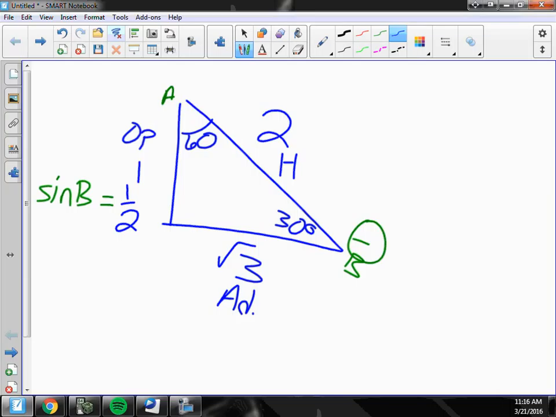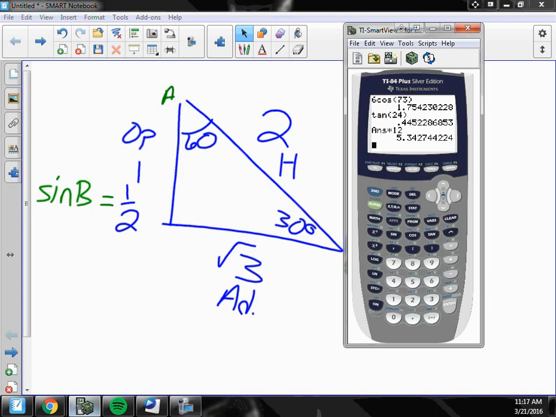Now, the crazy thing about this is I didn't even need the triangle to figure that out. I could have just asked my calculator, what's the sine of 30 degrees? So pull out your calculators. Well, this only works if you know how big the angle is. If you don't know the angle, then you need the triangle.